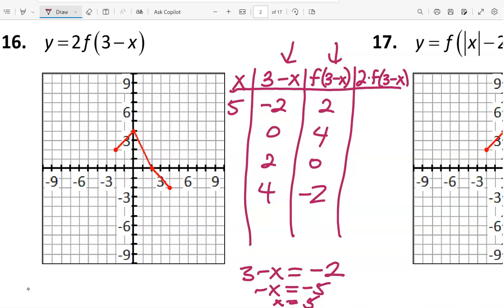We can do that similar process for the rest of the values, and we should get 3 and 1 and negative 1. And then to find the last column, we just need to double the values in the third column. So 4, 8, 0, and negative 4. So our ordered pairs are 5, 4, 3, 8, 1, 0, and negative 1, negative 4.